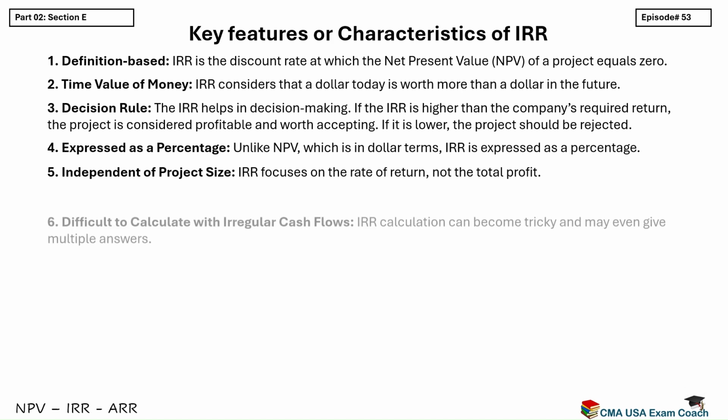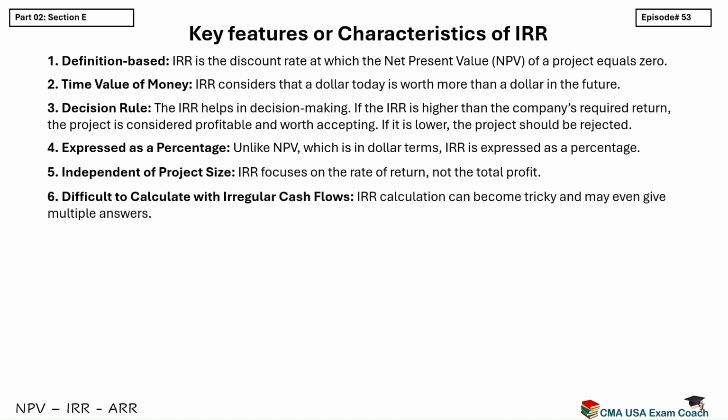6. Difficult to calculate with irregular cash flows. When a project has cash flows that are not uniform, like an initial inflow, then an outflow later, and another inflow afterward, the IRR calculation can become tricky and may even give multiple answers. That's why financial software is often used for complex projects.